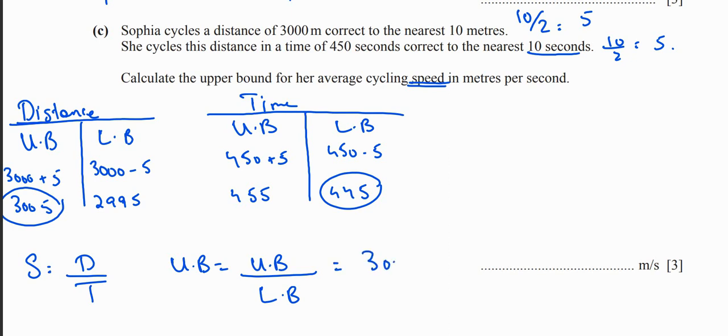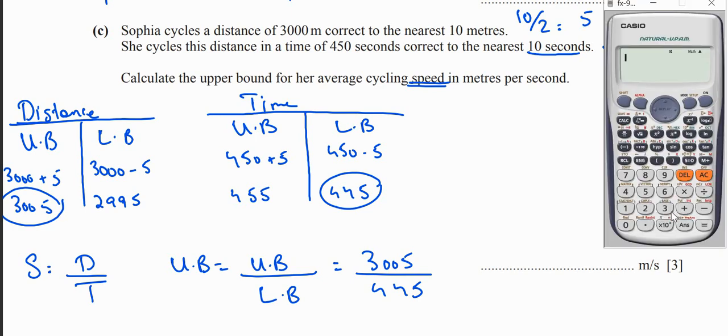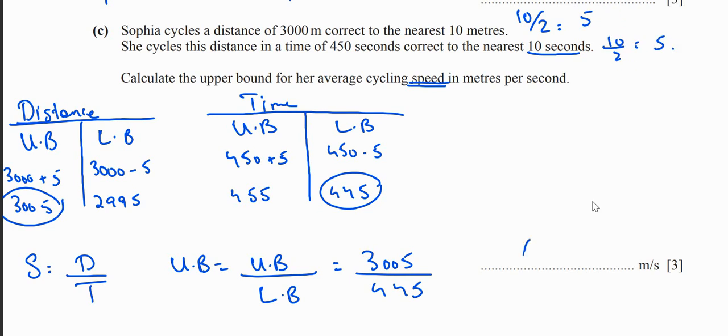So it's going to become 3005 divided by 445. Alright, so 3005 divided by 445, it's going to be 6.75. So you can write your answer as 6.75.